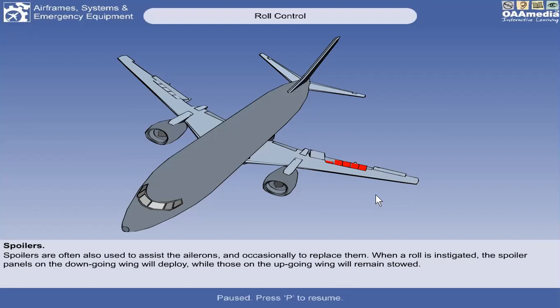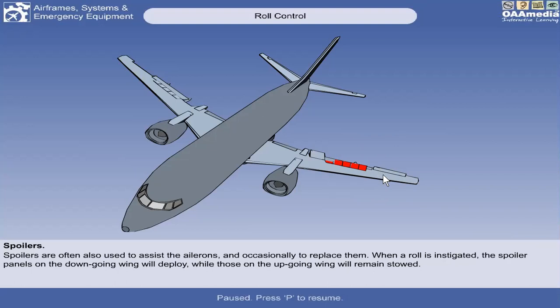Okay, so therefore, the spoilers are being operated, or deflected. As you can see, not all spoilers are deflected, because our spoilers are divided into two. We have ground spoilers, commonly used when the aircraft is on the ground to reduce the landing distance, to increase the drag and reduce the lift, and to aid the braking system, the landing gears, and also the thrust reversing system on our engines.